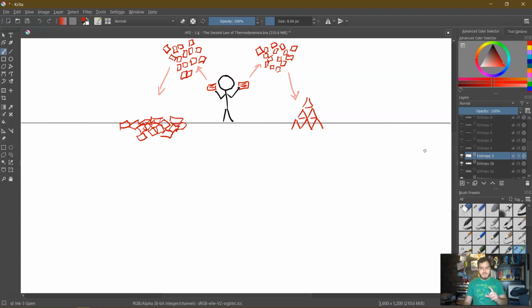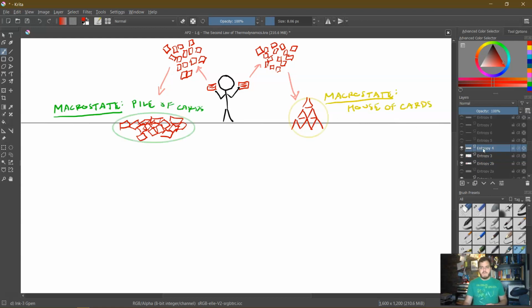So I want to talk about why we see this one more than we would possibly see this one. Well, let's go ahead and first define what we call macro states. So a macro state is really just the state of a system. But we're going to see why we use the term macro in a second.